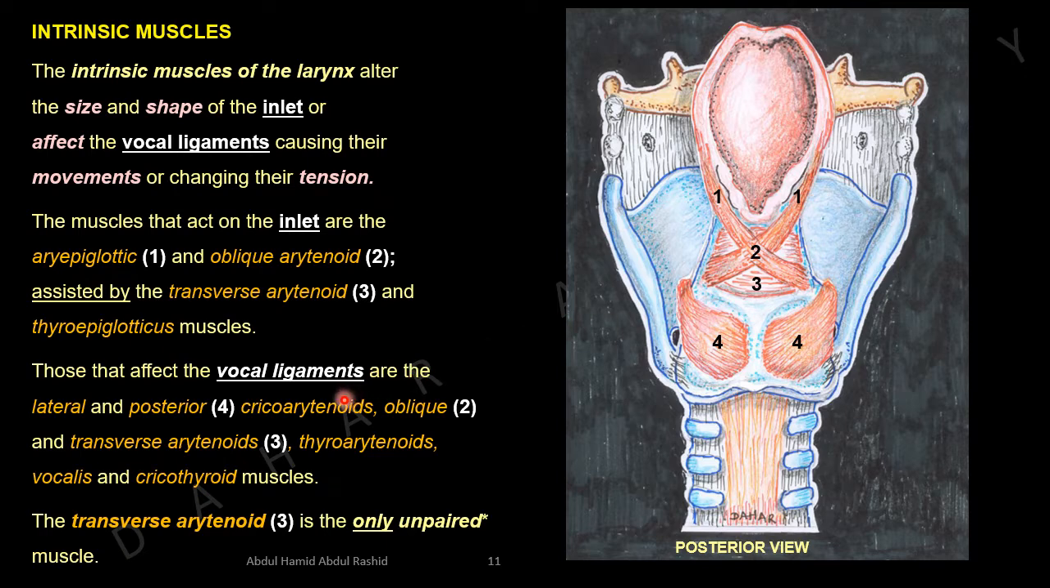Those that affect the vocal ligaments are the lateral and posterior, that is this one, posterior cricoarytenoid muscle, oblique arytenoid muscles, and transverse, you can see here, arytenoid muscle, number 3, and thyroarytenoids, vocalis, and cricothyroid muscles, which I'm not showing here. All of them are paired muscles, except transverse arytenoid, number 3, which is the only unpaired muscle.